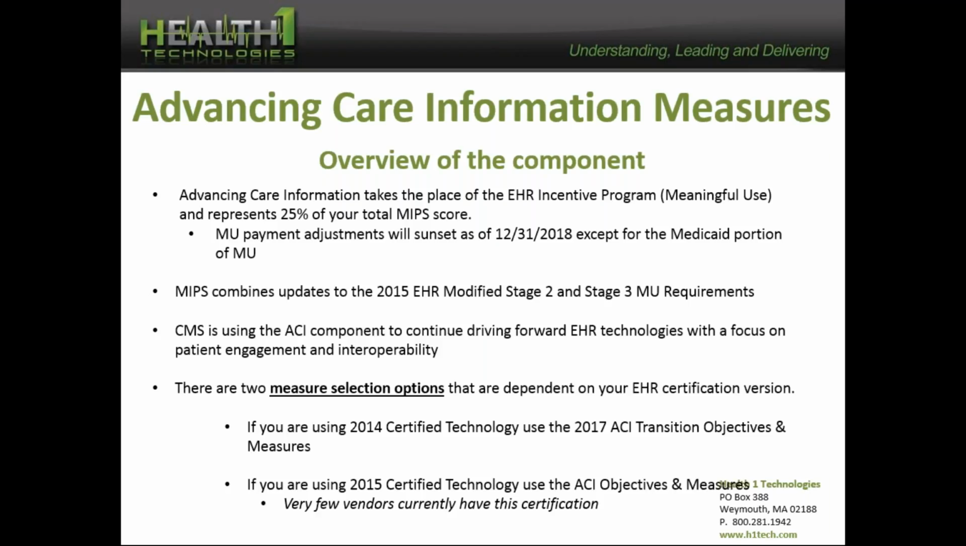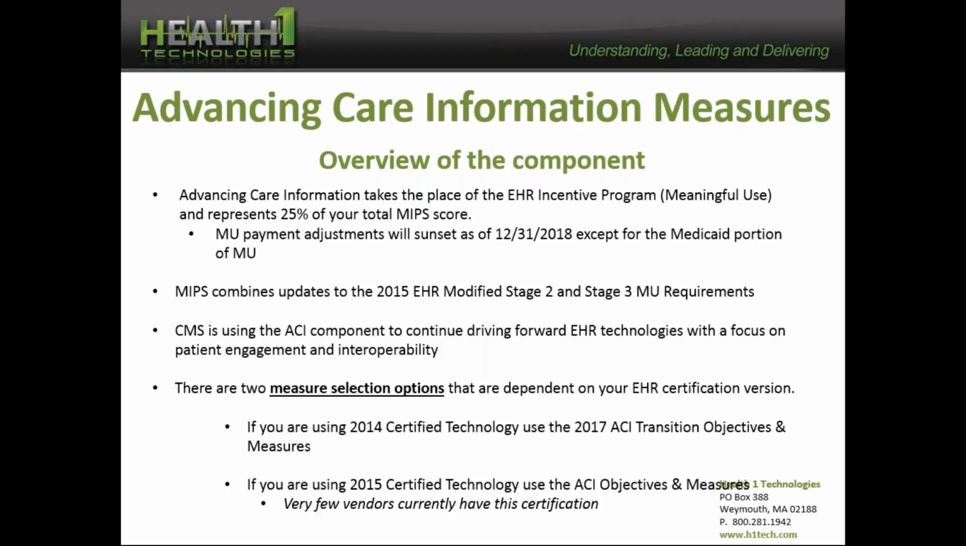So the advancing care information represents 25% of your total MIPS score. If you remember from last week's webinar, we had talked about quality representing 60%. The next biggest component is the advancing care information. It represents 25% of the score, and it is taking the place of the EHR incentive program, otherwise known as meaningful use.